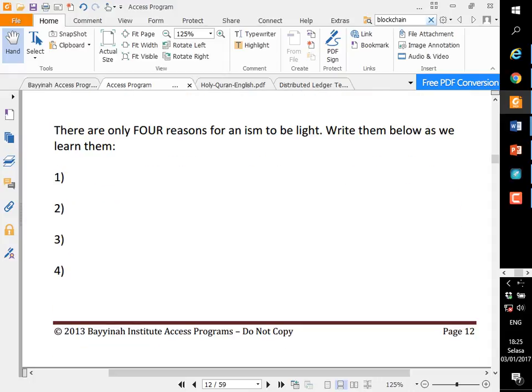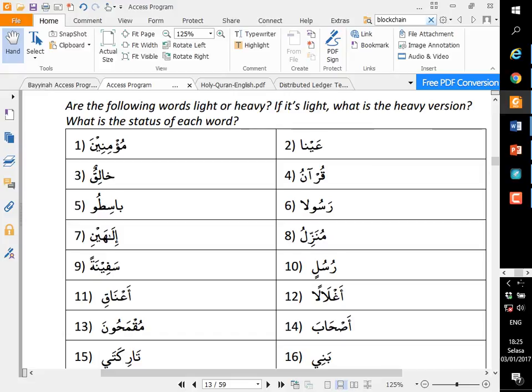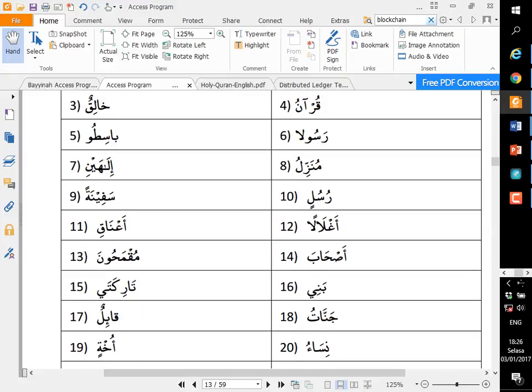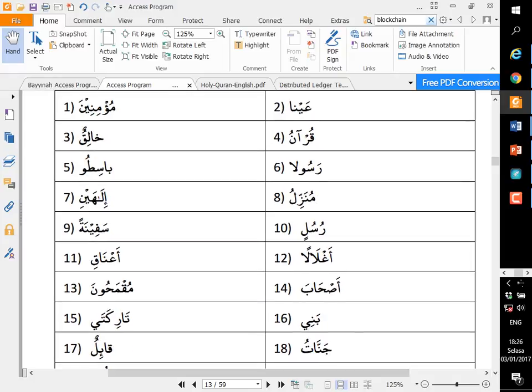We've skipped this one because we have not learned it yet. And by now you can tell what kind of words. Is it light or heavy? Like mu'minina, it has nun, so it will be heavy. We call it heavy. So something that does not have any n sound or extra nun, we call it light.